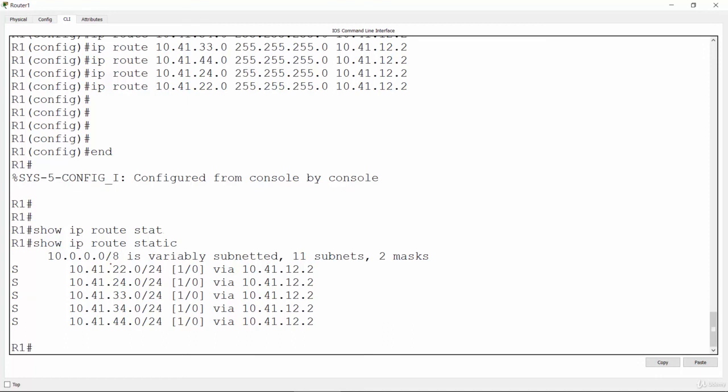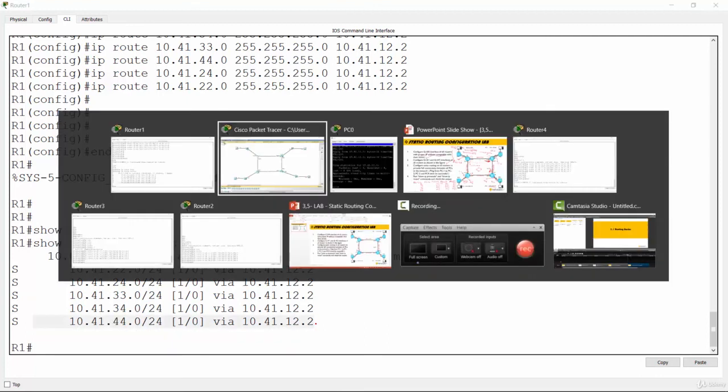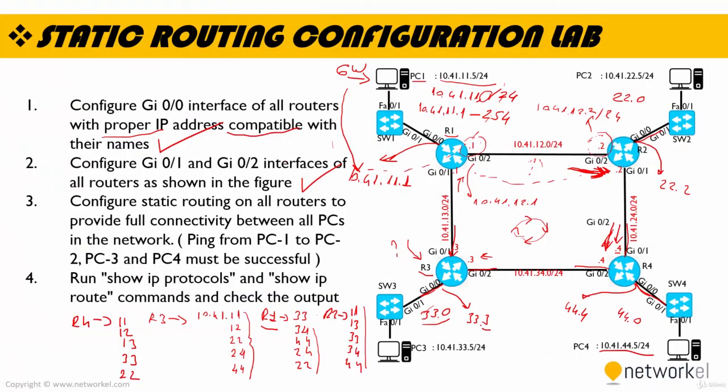As you can see from the output, I have my static routes for 22, okay, 24, okay, 32 and 34 and 44 for the router 1. Which means I have a static route for my destination network that PC4 belongs to. That's great, that's cool, and my configuration is working, and it's time to check the third step too.